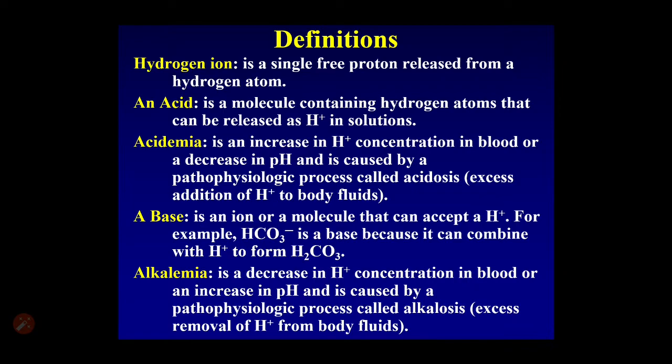An acid, again, is a molecule that contains hydrogen atoms and can be released as H+ in solution. That's the definition of an acid. Acidemia, what is acidemia? This is an increase in H+ concentration in the blood, which means a decrease in pH. And that's usually caused by a pathophysiologic process called acidosis. And what is acidosis? It's excess H+ in my body fluids.